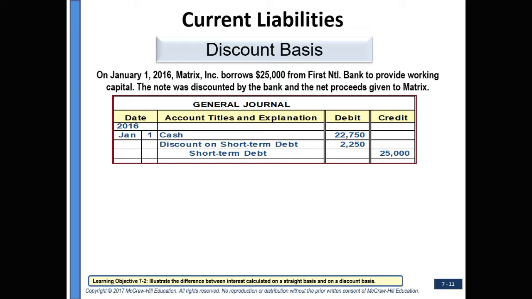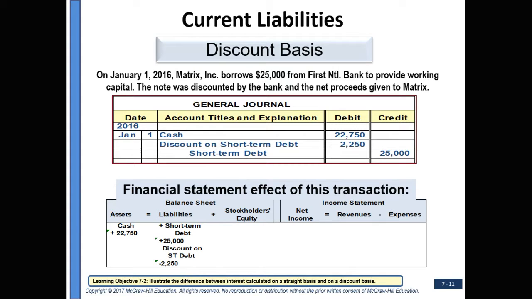The $2,250, which represents the discount on the short-term note, is posted to a contra liability account. Remember, a contra account has an opposite normal balance from where it sits in the balance sheet. This transaction causes a $22,750 increase in assets and a net $22,750 increase in liabilities on the horizontal model.